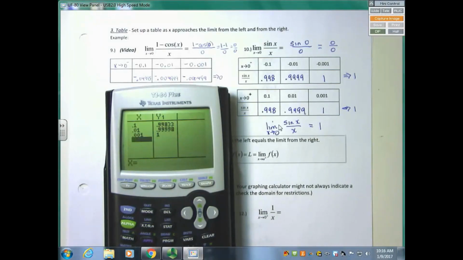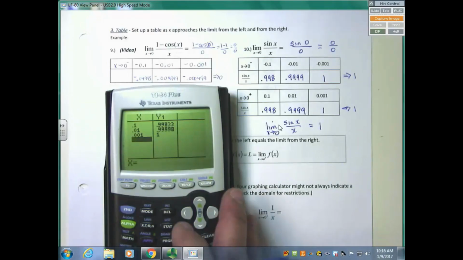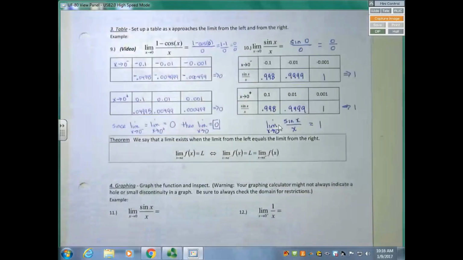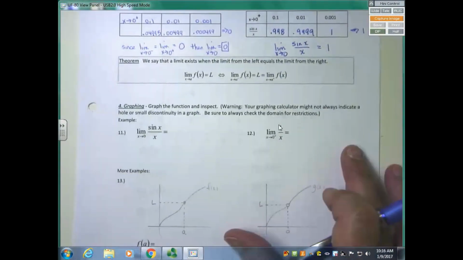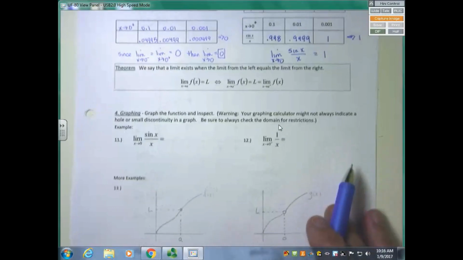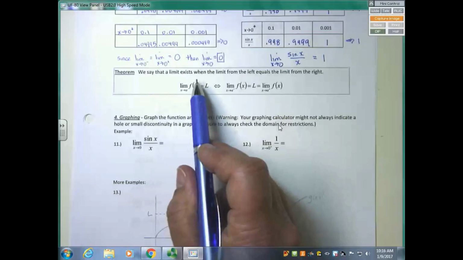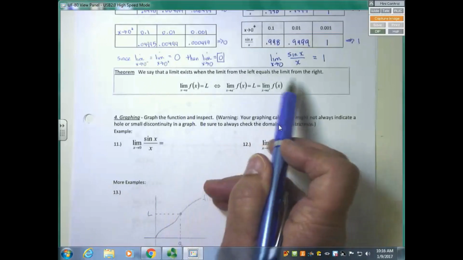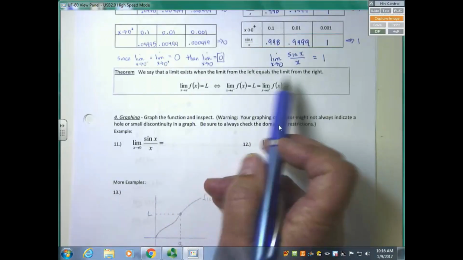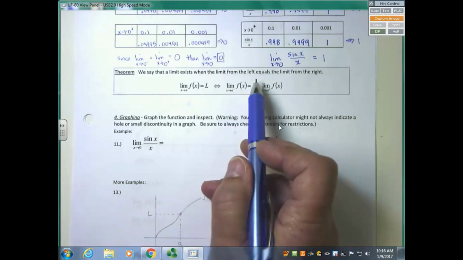So there's lots of ways to find limits, and that's what we're going to be looking at for, again, the next few class periods. All right, so that brings us to this theorem, which we're going to use quite frequently. Okay, that says the limit exists when the limit from the left equals the limit from the right. Okay, that 100% has to be true all the time.